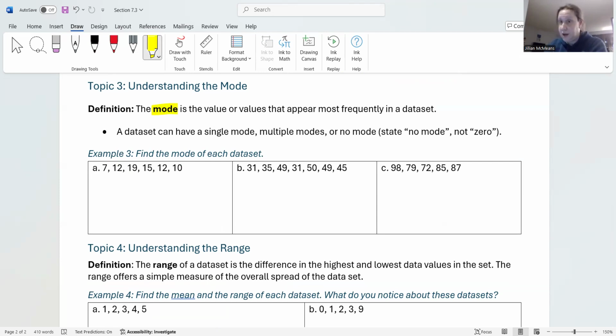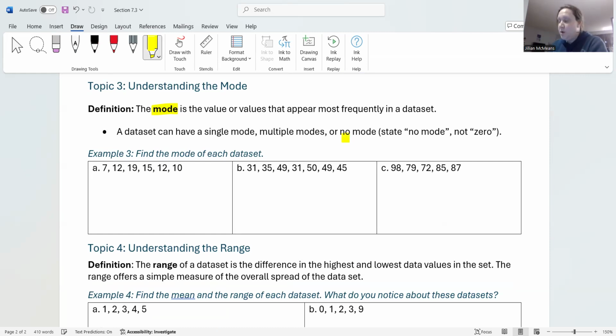Now, we do have to be careful. A data set can have no mode, it could have a single mode, or it could have multiple modes. That would occur when you have two or three data items that occur most often and the same number of times. If you have a single mode, no big deal. Multiple modes, no big deal.